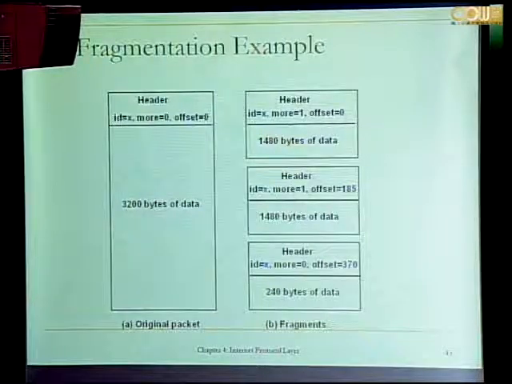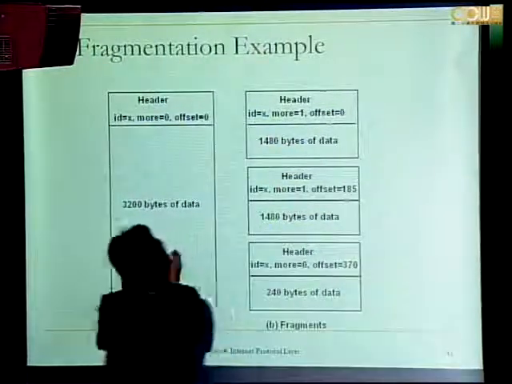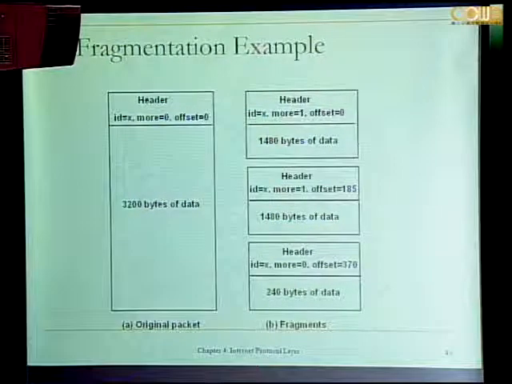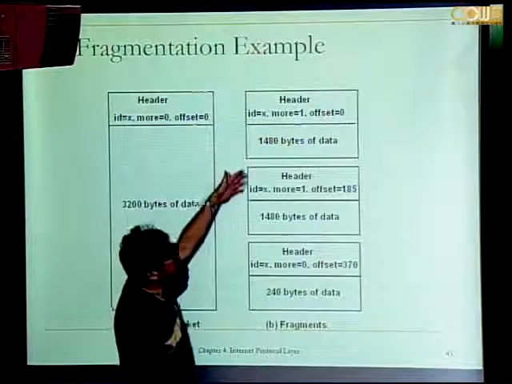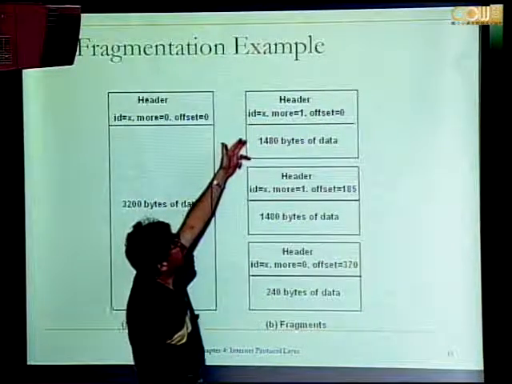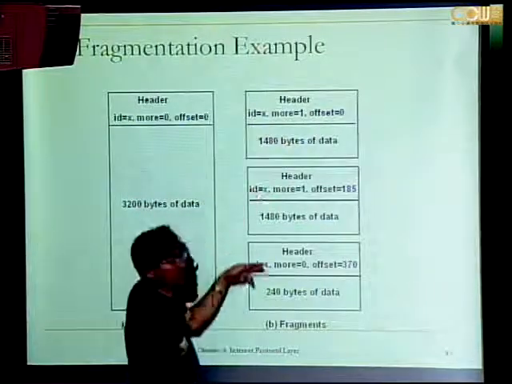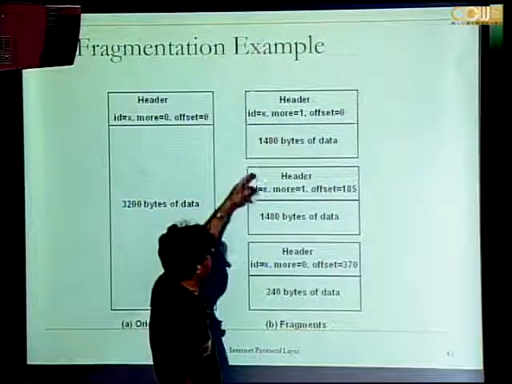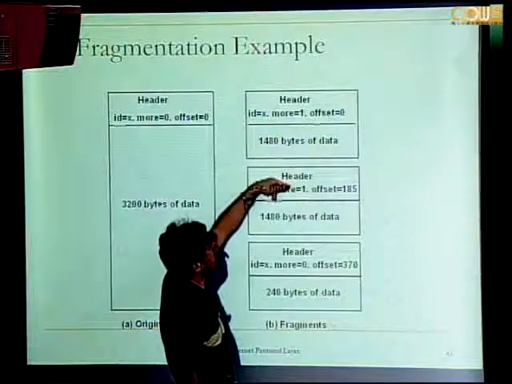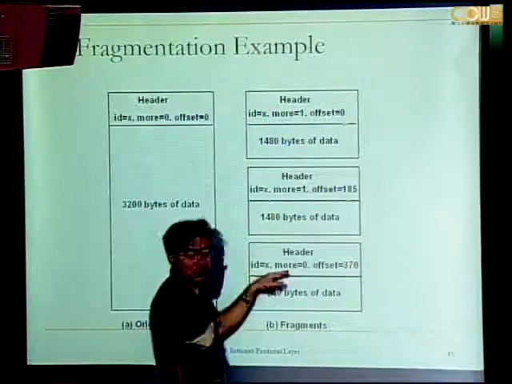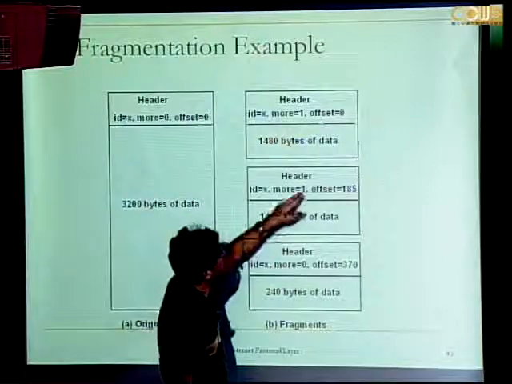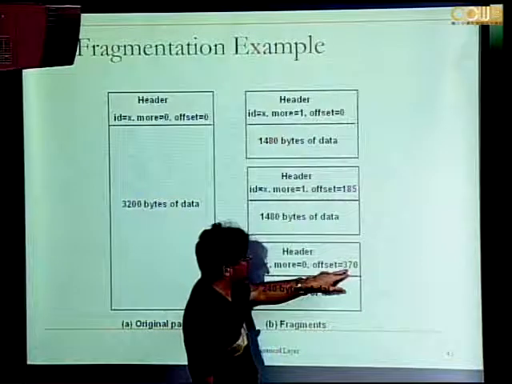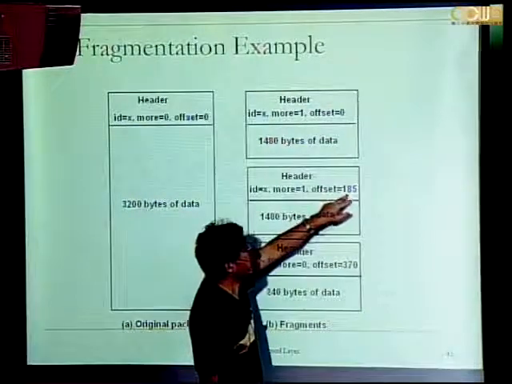So you got this as an example. This is the original packet, which is too long, 3200 bytes in data. So what you want to do is fragment it into 3 fragments. They all have the same identifier, so the receiver will know they belong together. They have the more bit set on the first 2 fragments, but the more bit will be 0 on the 3rd fragment. And they have offsets: here it's 0, here it's 185, and then 370. But why is it 185 here?